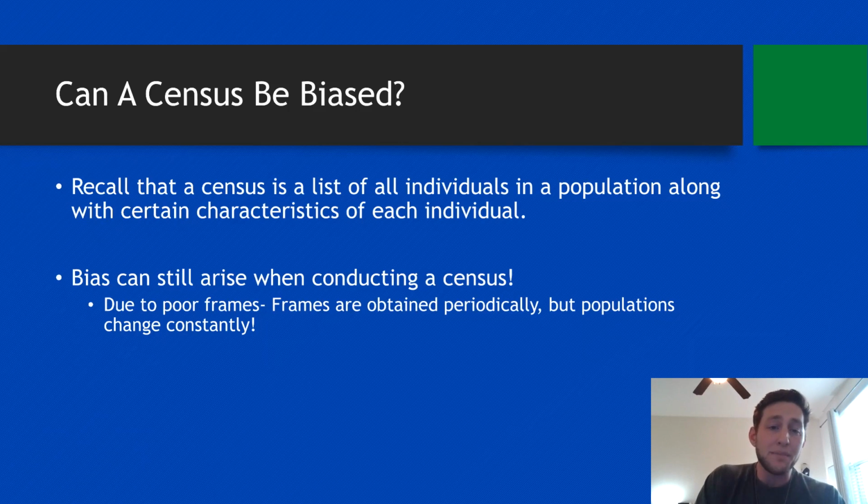Where can a poor frame happen? Well, poor frames can happen if they are obtained only periodically, but the population, meanwhile, is changing constantly. Think about how many people are coming in and out of the United States, and we're only getting data every 10 years. Probably don't have everybody listed. Censuses can also be biased.